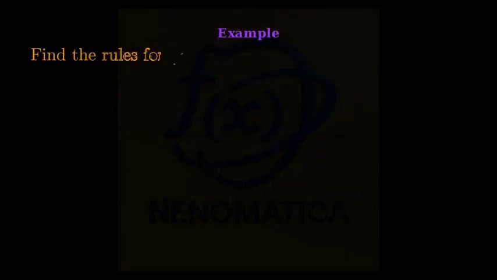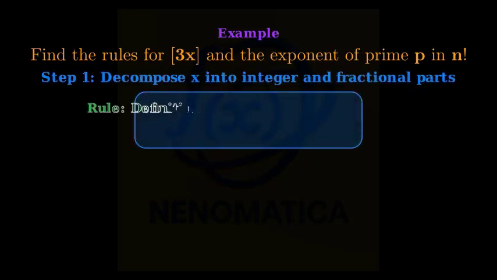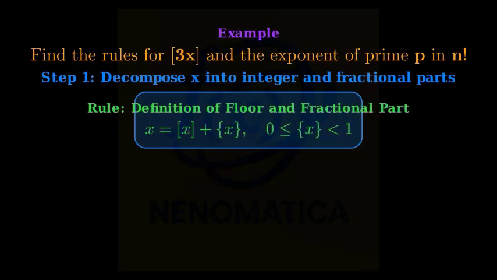Welcome! In this example, we will build an intuitive algorithm for floors and fractional parts, then derive rules for 3x and general nx, and finish with Legendre's formula for factorials. Step 1. We split any real x into its integer part and fractional part. We write x equals floor of x plus fractional x, with fractional x between 0 and 1.